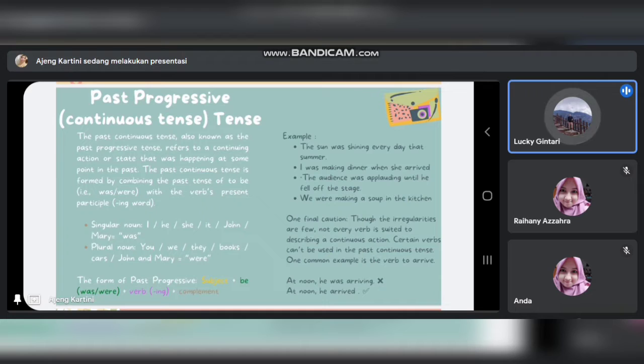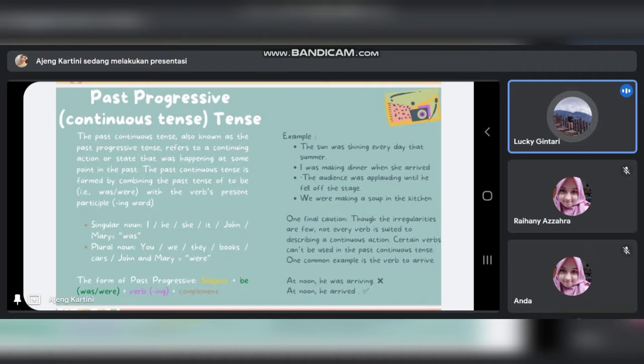For singular nouns and pronouns like I, he, she, it, or a person's name, we use was. For pronouns like you, we, they, and plurals like books, cars, we use were.